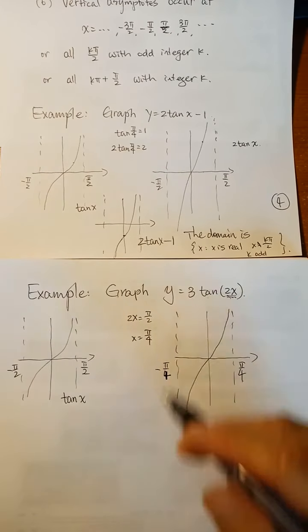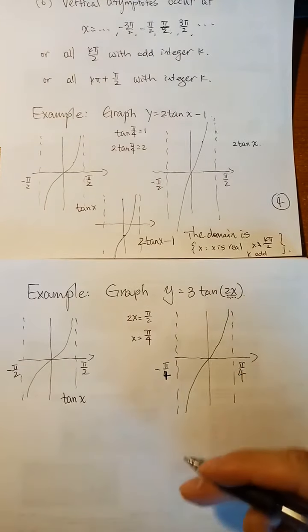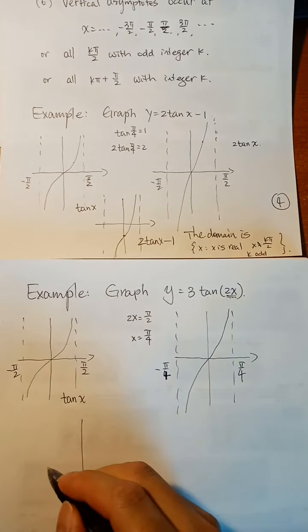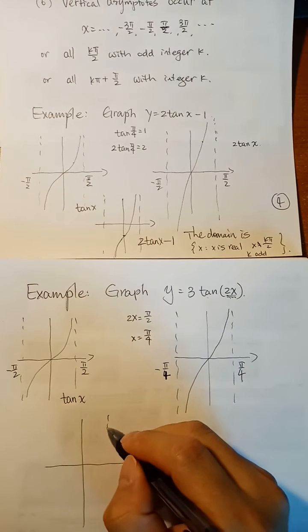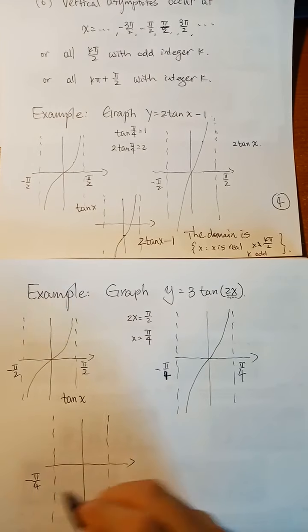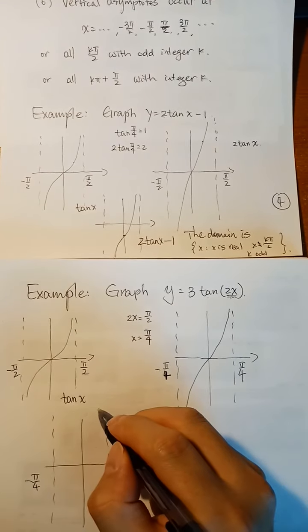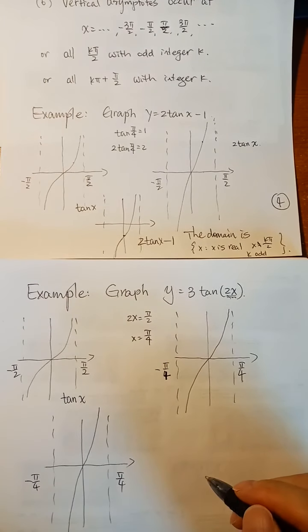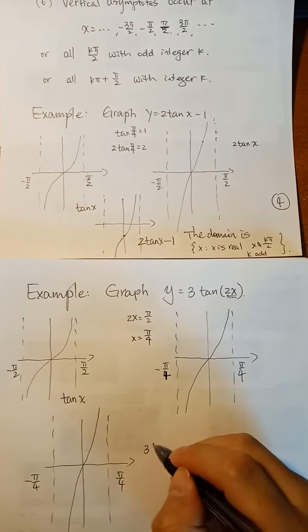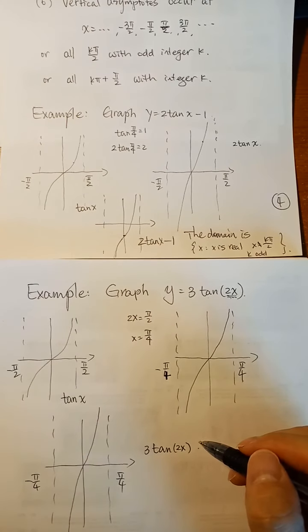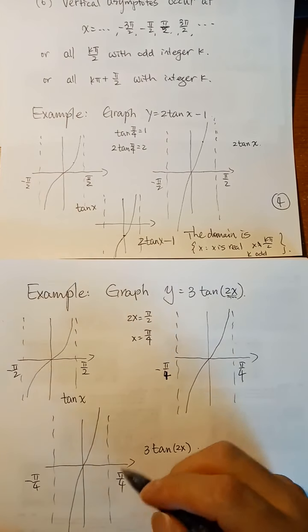And then number 3. Number 3 plays the same role as the previous example. You're going to stretch it along the y direction. So you got pi over 4, negative pi over 4. You're going to make a more steep graph like this. Okay, so this is 3 tangent 2x. Of course, you can have certain labels.